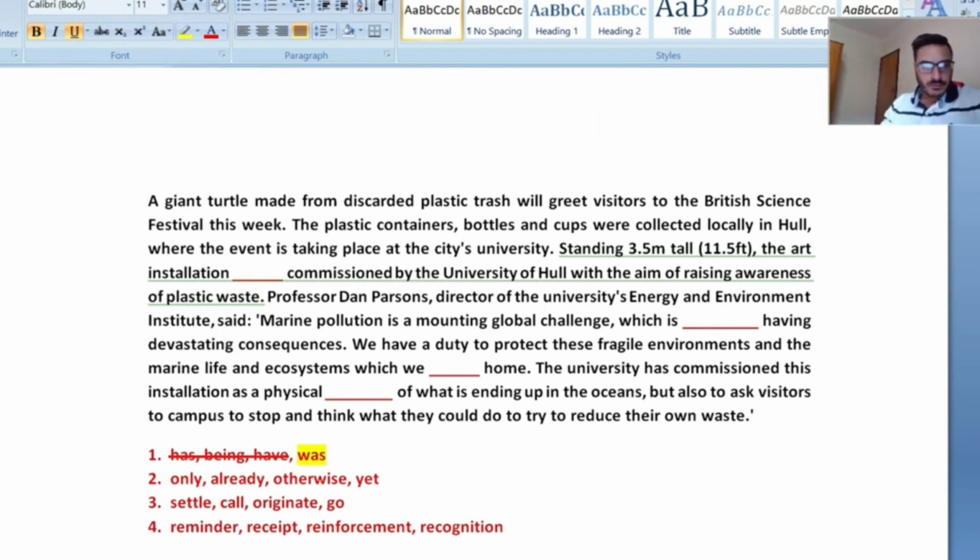Now moving to next. Marine pollution is a mounting global challenge which is dash having devastating consequences, which is already, not otherwise. Talking about already have. We have a duty to protect these fragile environments and the marine life and ecosystems which we dash home. Go home, no, we call home. It is our duty, right? Because this is our home.